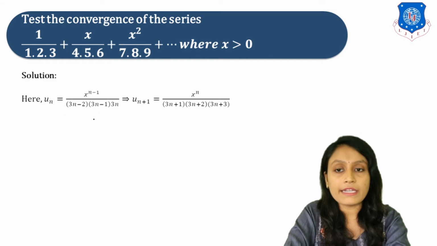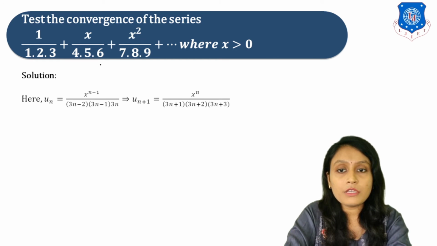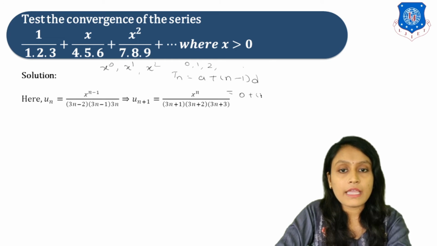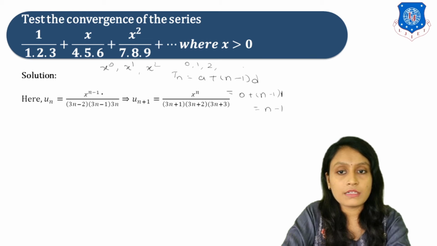So this we have to find from here. Now from the numerator you can see that we have x raised to 0, then x raised to 1, then x square. Here x is fixed, but this 0, 1, 2 is changing. So we have 0, 1, 2 and so on. We'll apply this formula to find the nth term, that is Tn is equal to a plus n minus 1 into d. Here a means first term, so first term is 0 plus n minus 1, difference is 1, so you will get n minus 1. So here we have x raised to n minus 1.